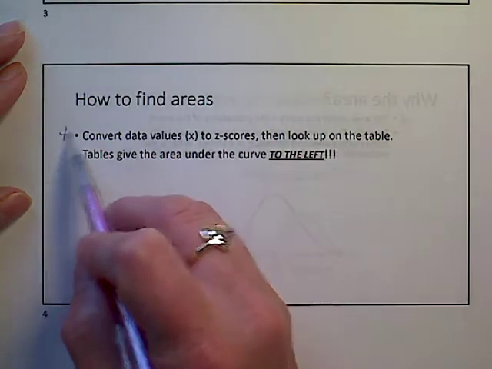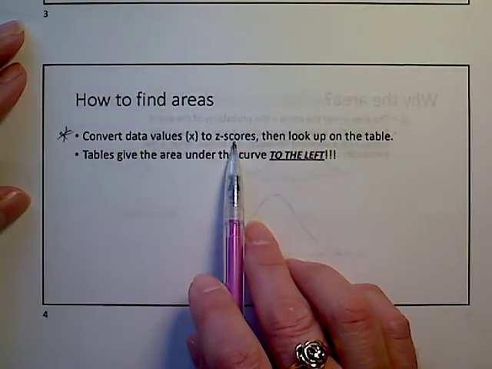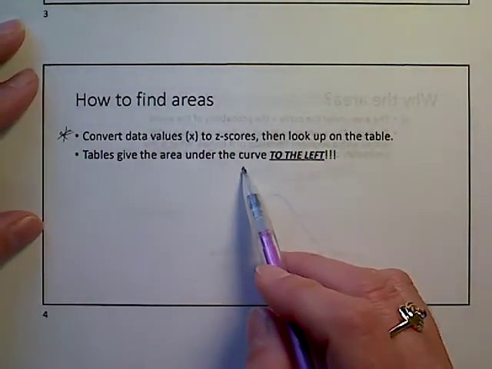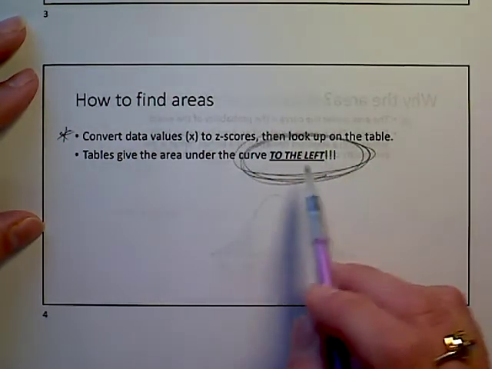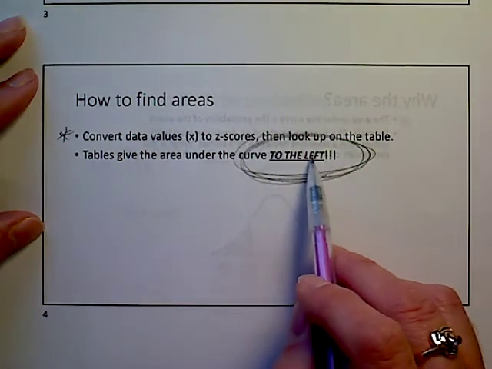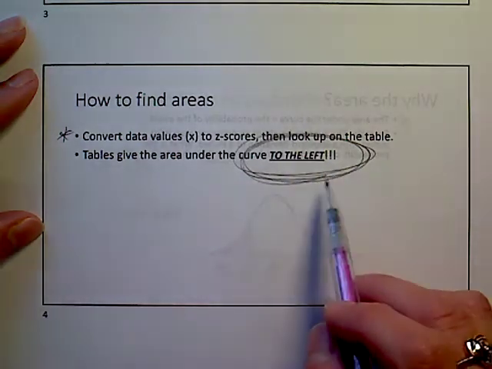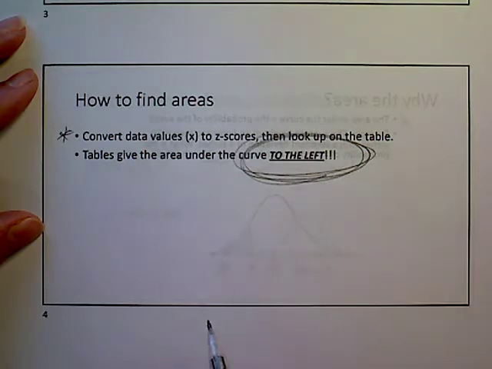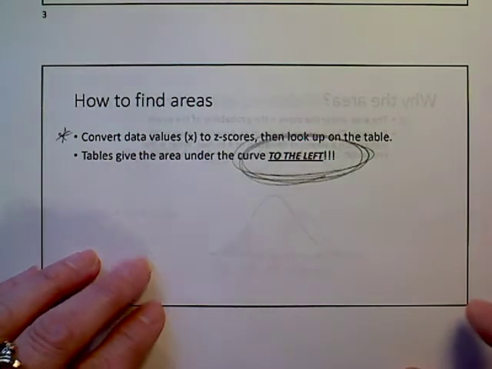First of all, we're going to convert the x's to z's, and then we're going to grab our table, and the table gives the area under the curve to the left. Did you notice it was in all caps, boldface, underlined, and italicized, and I just circled it like a crazy person? To the left, okay? The area to the left is in the table.